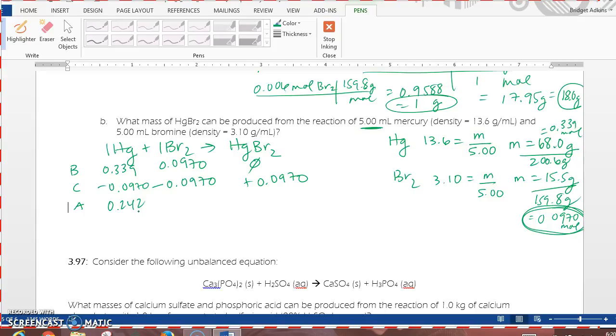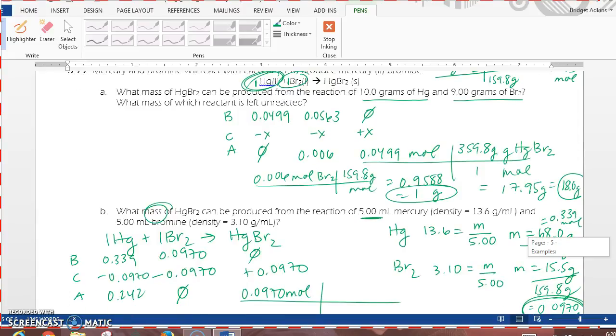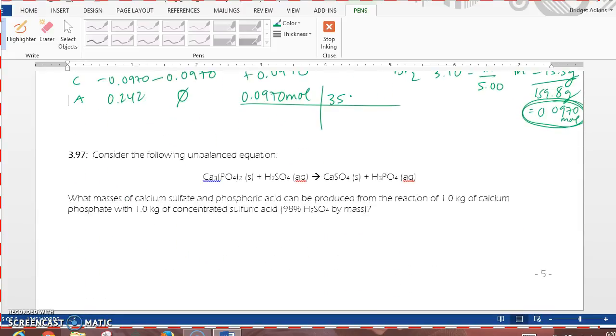So this asked about the mass, so we'll go ahead and convert this to a mass, and our molar mass was up here, so 359.8 grams per mole. Alright, so that's going to give us 34.9 grams of our product.